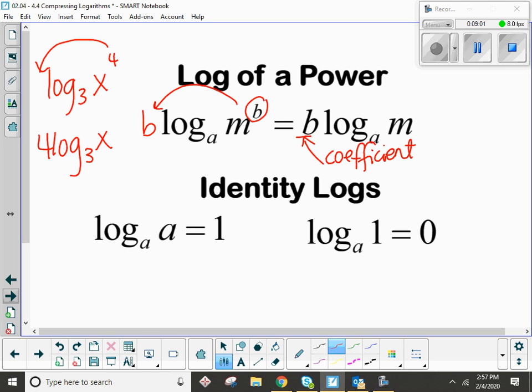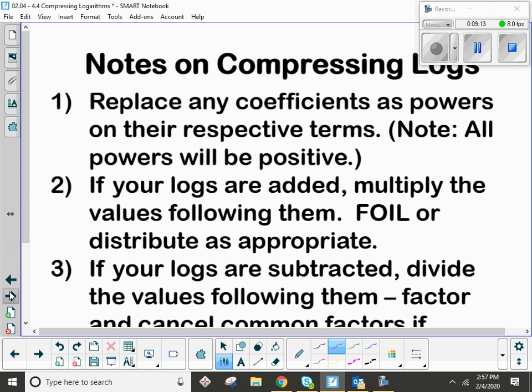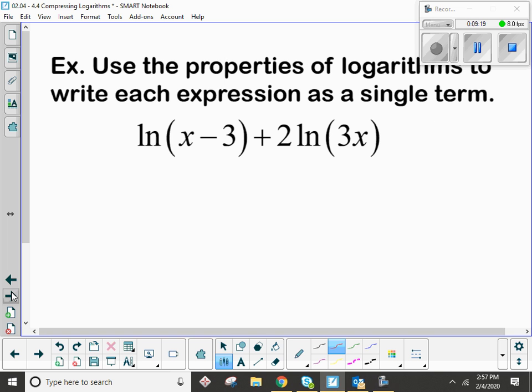And I'm not going to review these identity logs. They're fun, but I'm not really going to use them much in the lesson. I'm not even sure why they're still there. They've been grandfathered in from some other age. Okay, all these steps I'm going to talk about as we are working. So let's go straight to this problem right here.